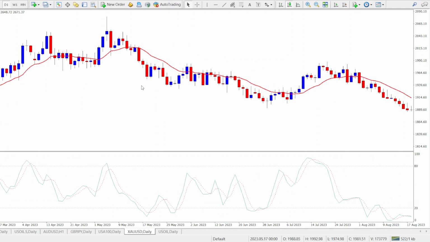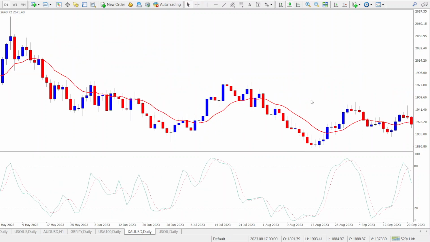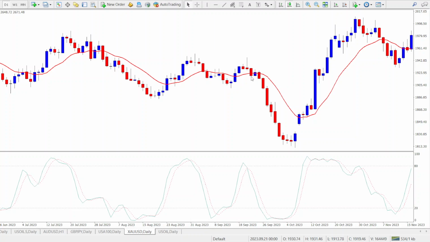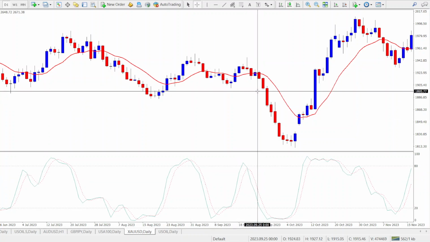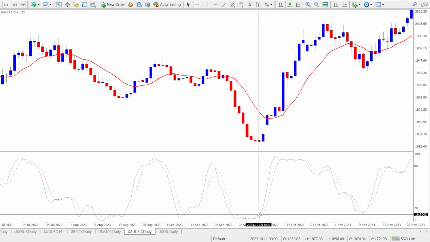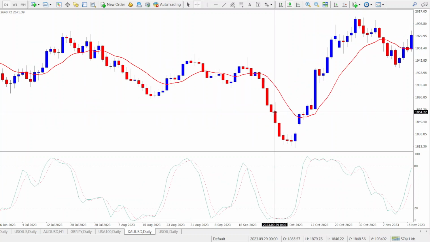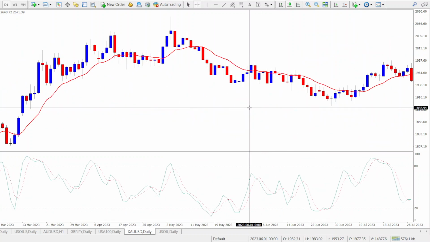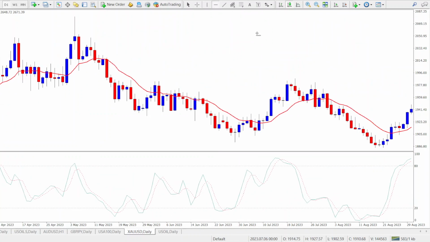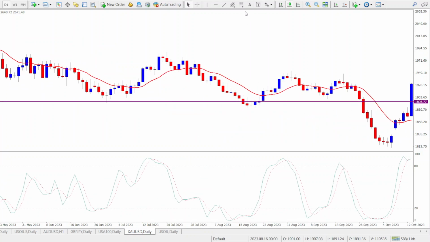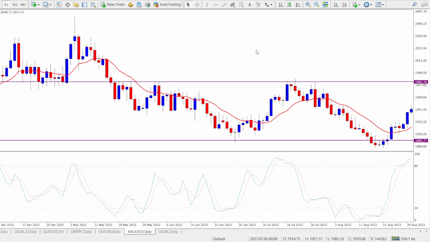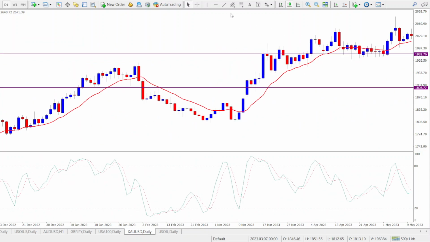For example, in this case, we can see that the indicator gave a sell signal around here, and the stochastic oscillator confirmed that sell. You can see by this bearish crossover, the stochastic oscillator confirmed the sell signal. In this case, we had a buy signal and the stochastic oscillator also confirmed it. So it's important to have confirmation. In addition to using other indicators for confirmation, you can also use trend lines and support and resistance zones. All these are important levels and tools on your chart.